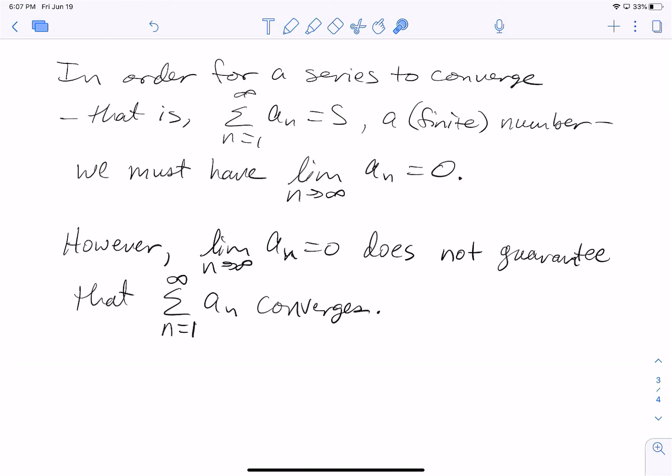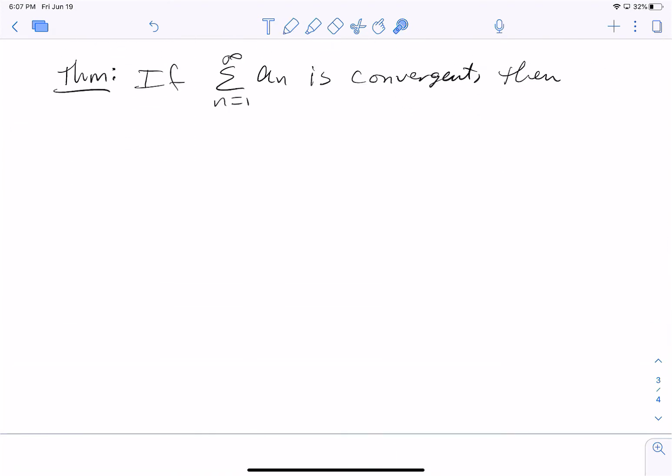And I mention this because much of the work in the rest of the chapter is going to be determining whether or not a series converges. But before I get into that, let's go ahead and write this down as a theorem. If the sum as n goes from 1 to infinity of a sub n is convergent, then the limit as n approaches infinity of a sub n is equal to 0. That's the formal mathematical statement. And we're going to prove it.